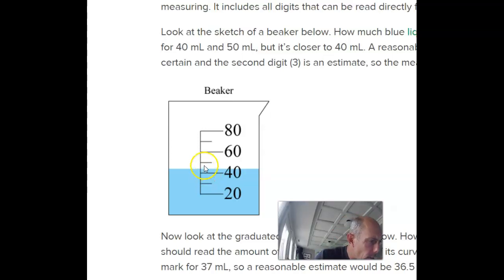So I'm imagining 10 invisible lines between 40 and 50. I'm imagining a little 41, 42, 43, 44 line. And I would estimate that this is at about 43. So I'd write down 43 milliliters. Again, 43 is really saying 43 plus or minus 1. Maybe it's 42, maybe it's 43, maybe it's 44. But we don't have to write that. Writing down 43 milliliters, again, implies plus or minus 1 milliliter.